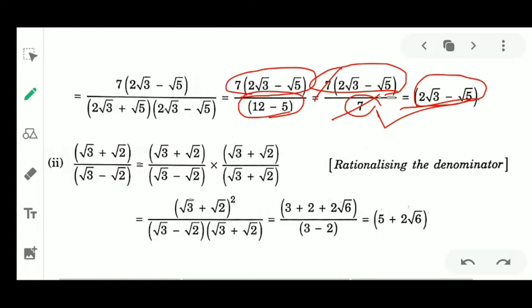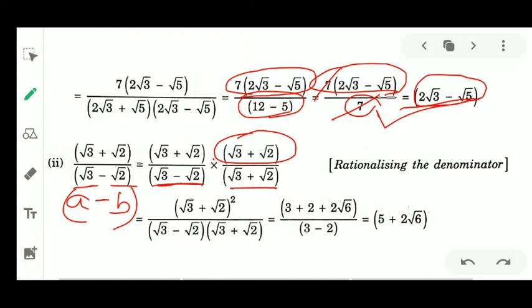Here we have (root 3 plus root 2) by (root 3 minus root 2). If you consider root 3 as a and root 2 as b, the denominator is in the form of a minus b. So the conjugate of the denominator is what? Root 3 plus root 2. So write the number and multiply it by the conjugate of the denominator, that is a plus b, root 3 plus root 2, and multiply the numerator by the same number, root 3 plus root 2.